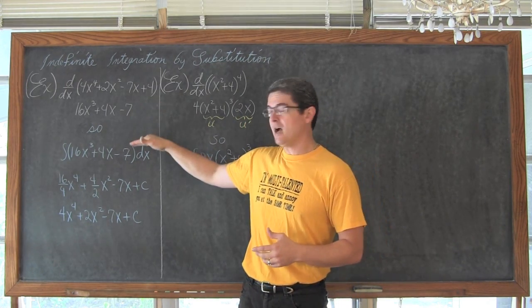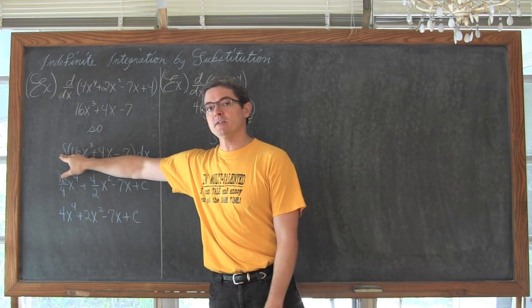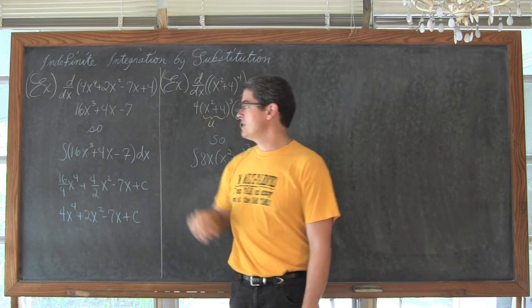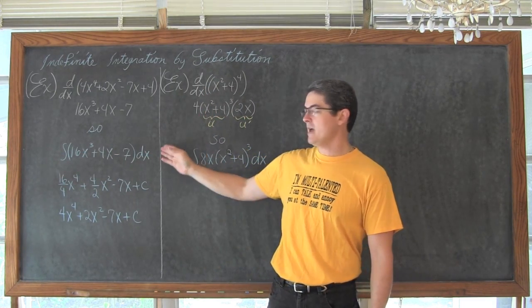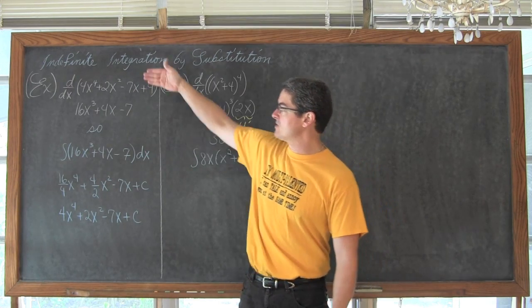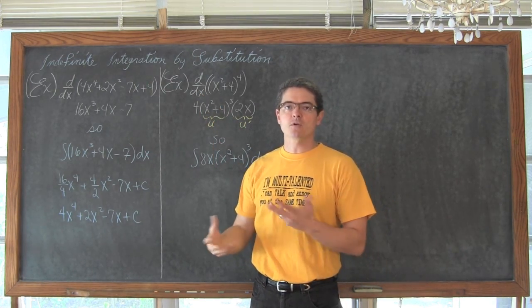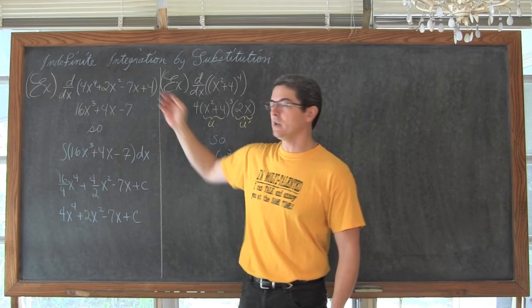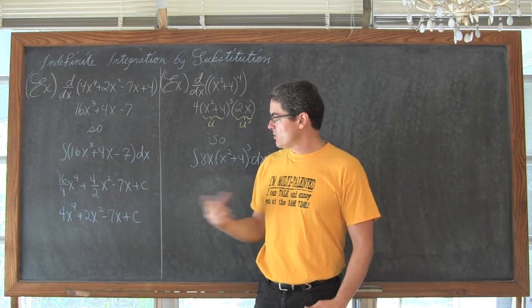Now, if we work that backwards, if I say what is the indefinite integral of 16x cubed plus 4x minus 7 dx, we should get back to the original problem, except of course without extra information we're not going to really know what that constant is, so we'll just say plus c.